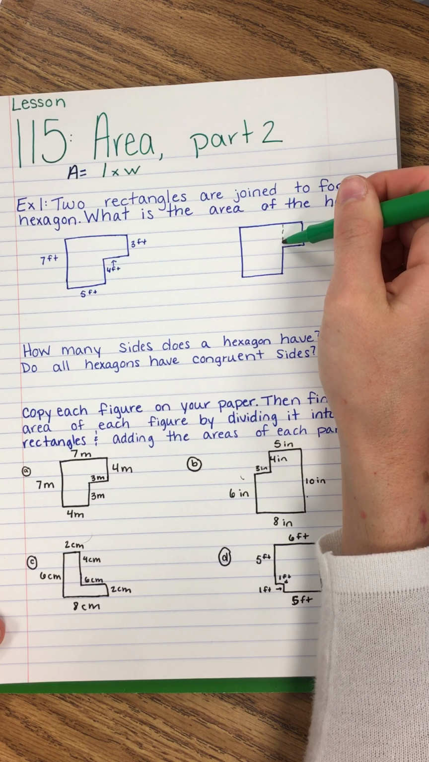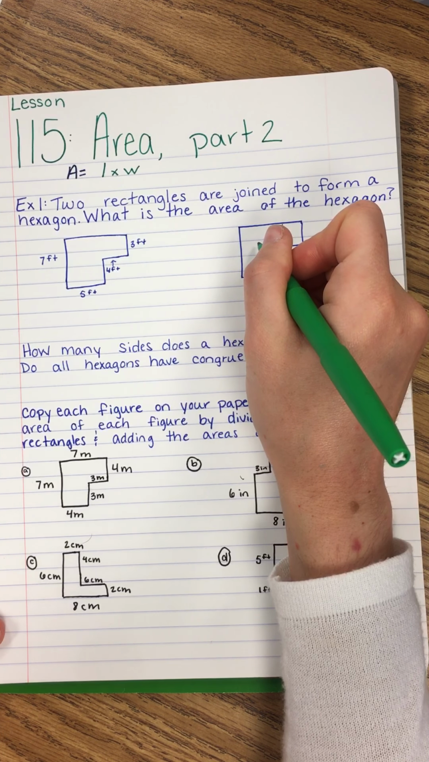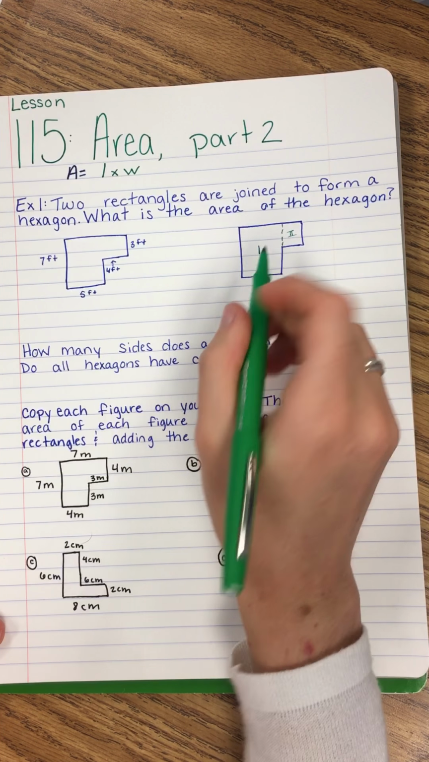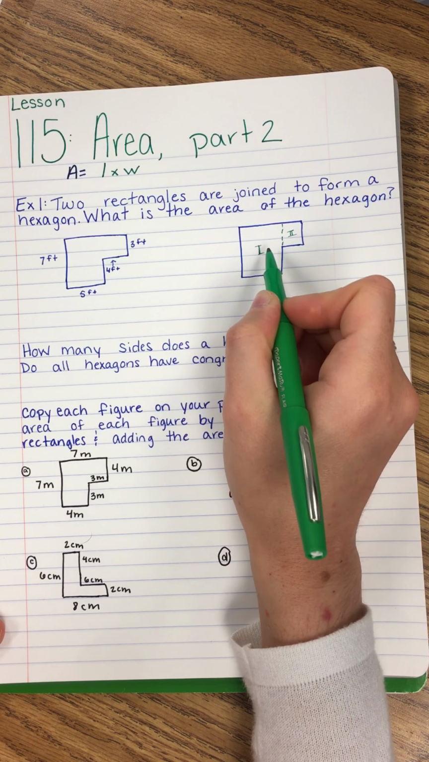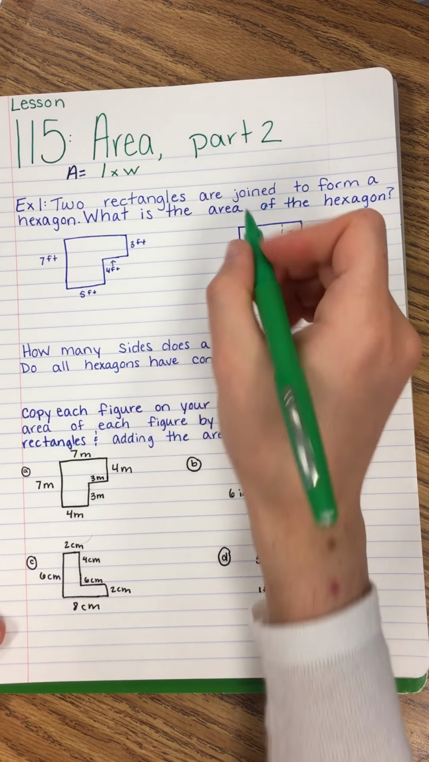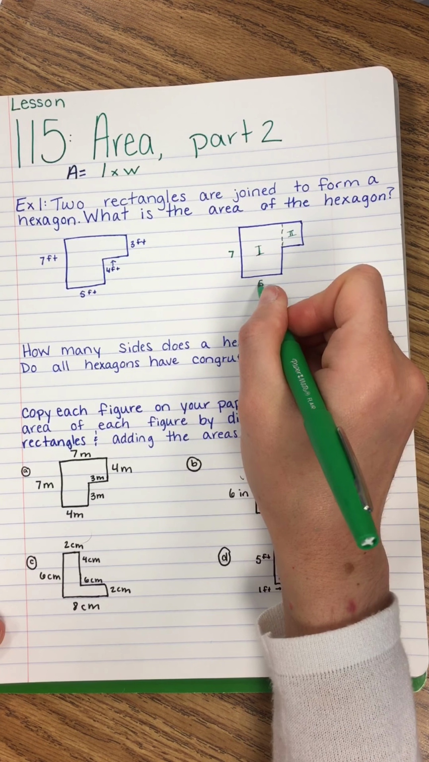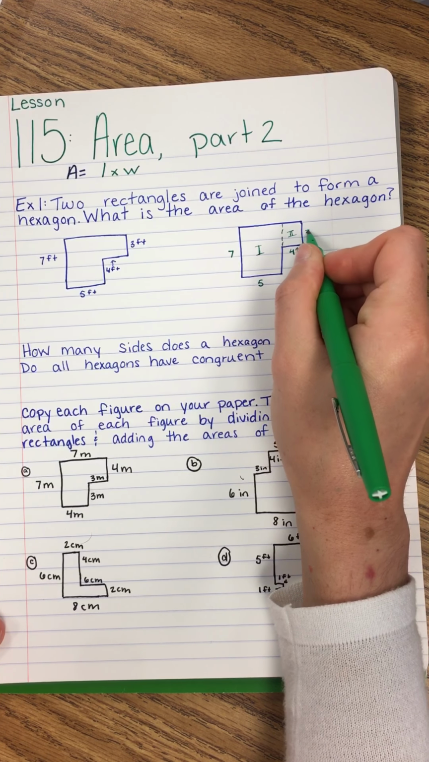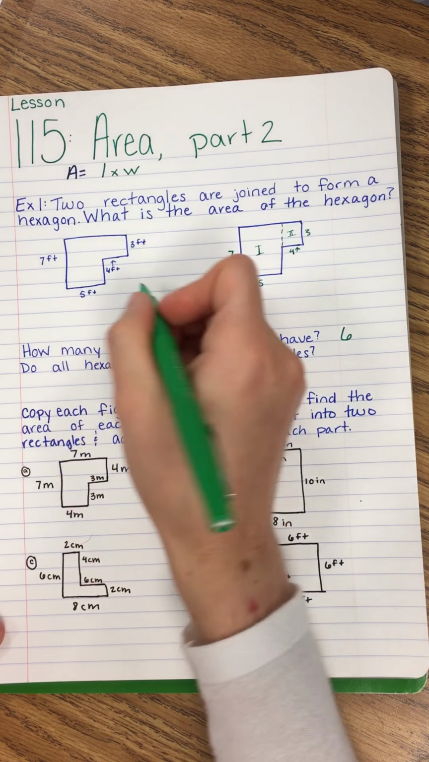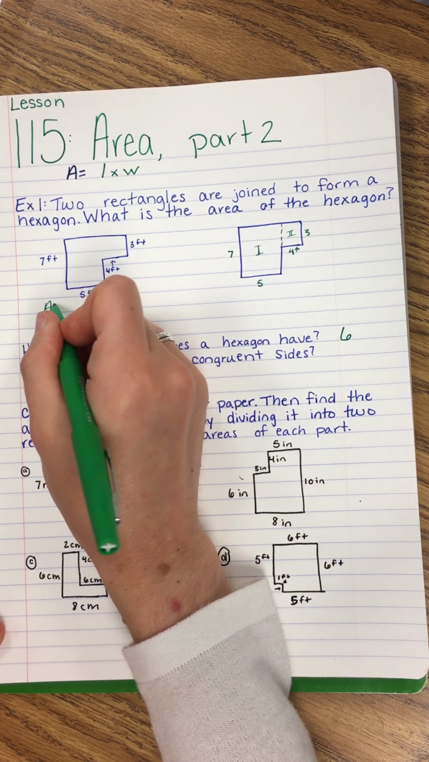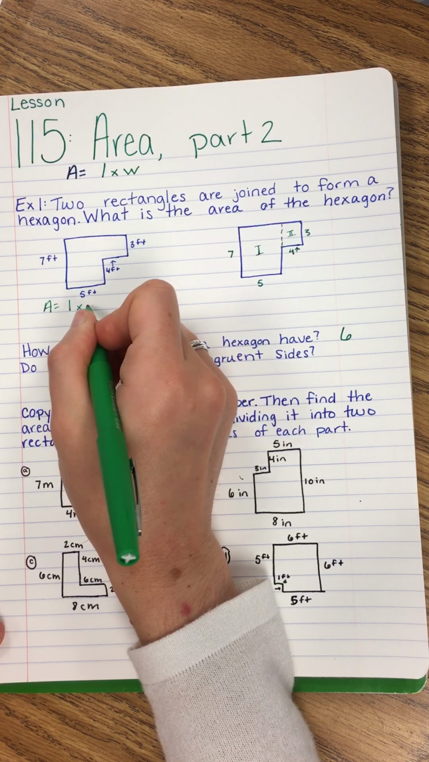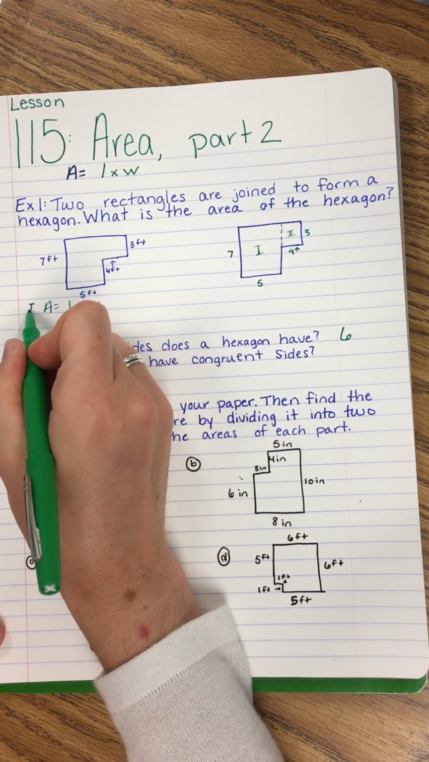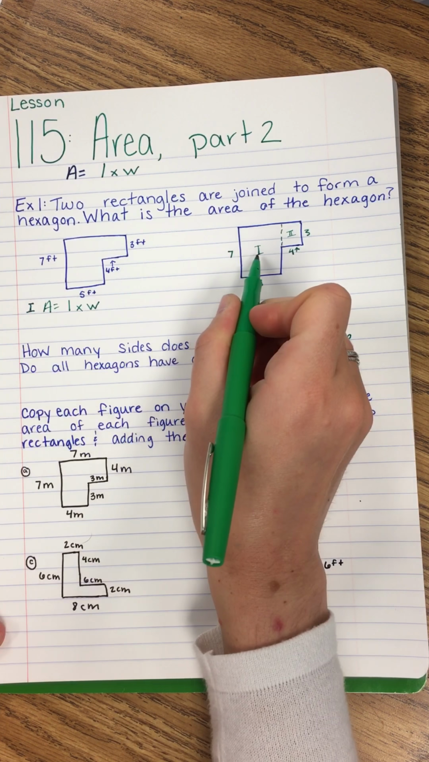So what you're going to do is notice that these can be divided into two rectangles, rectangle one and rectangle two. And this one is 7 by 5. And this one is 4 up there by 3. Okay? So area equals length times width. So we've got to find the area of one. So that goes with this.